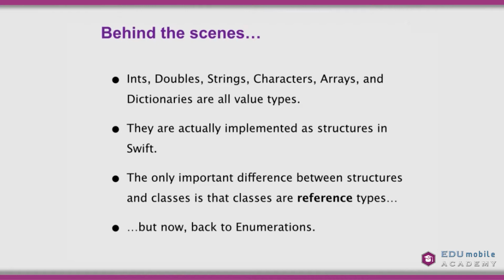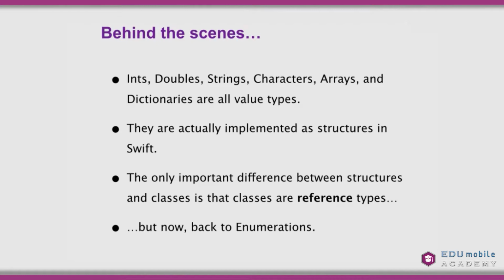The only important difference between structures and classes is that classes are reference types. If you copy them, it makes a deep copy. Now, if you change the copy, it changes the original. Okay, so we're getting ahead of ourselves a little bit. Just know that enumerations are value types. Therefore, they are not reference types. Therefore, they are not classes.